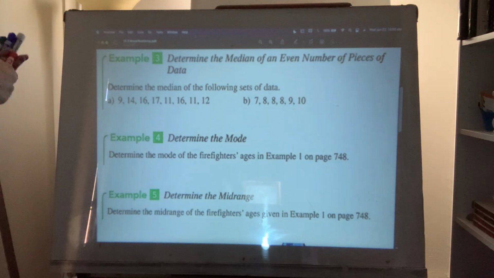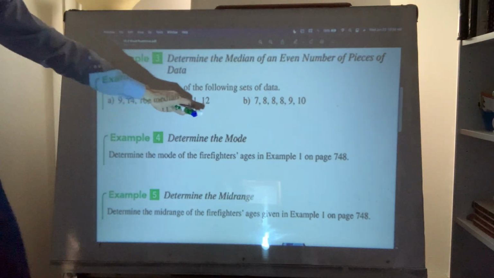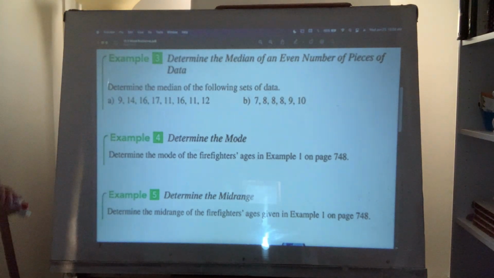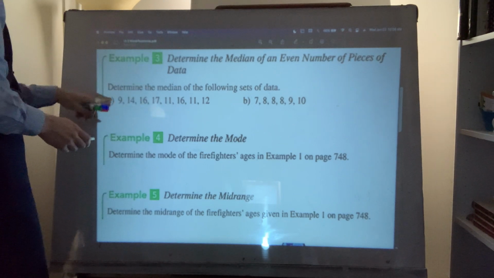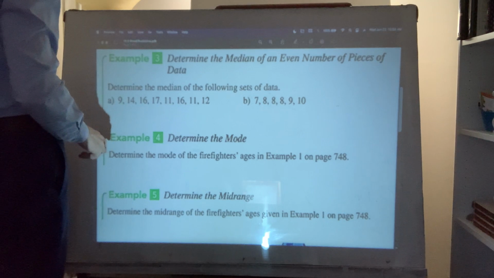Number 3 is determine the median of, instead, an even number of pieces of data and an odd number of data. Now again, you have to put these things in numerical order, so do that first as a procedure. Scan from left to right. All right, what's the smallest value?